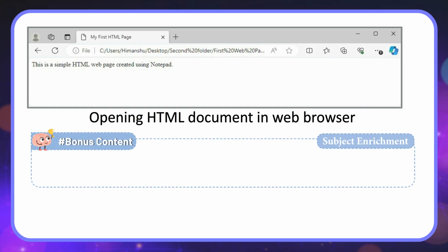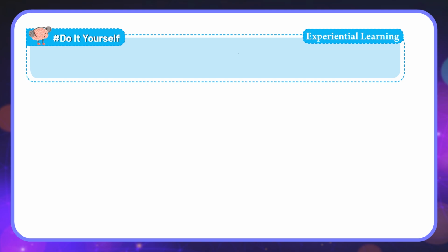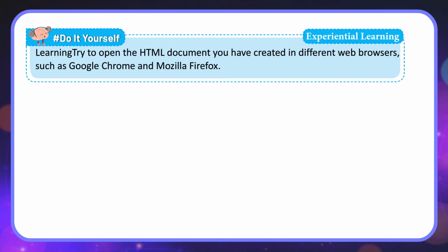Bonus content. Subject enrichment. If you make any changes in your HTML code, save the changes in the text document, and then press the F5 key in the browser to update the HTML document. Do it yourself. Experiential learning. Try to open the HTML document you have created in different web browsers, such as Google Chrome and Mozilla Firefox.